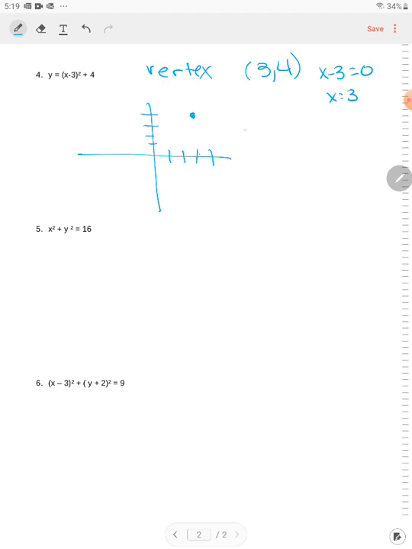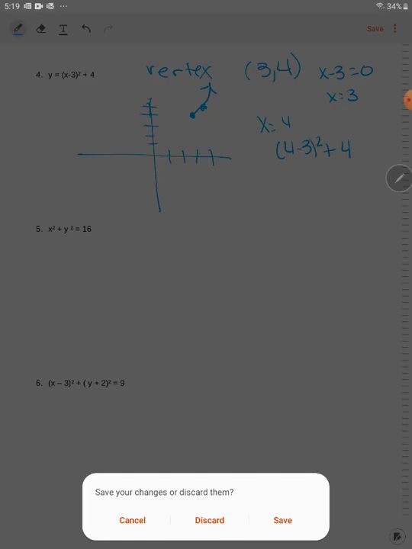Now, let me pick a point to the right, which is positive 4. So if we plug in 4, 4 minus 3 squared is 1. 1 plus 4 is 5. So we now have the point (4, 5). And again, your parabola is going to shape like this. And because it's symmetric, it folds over the axis of symmetry, which is at x equals 3. I'm going to graph it on the other side. I'm going to mirror the other side.